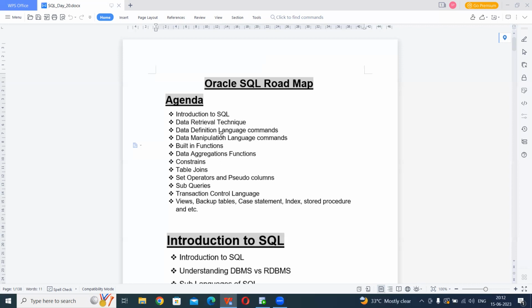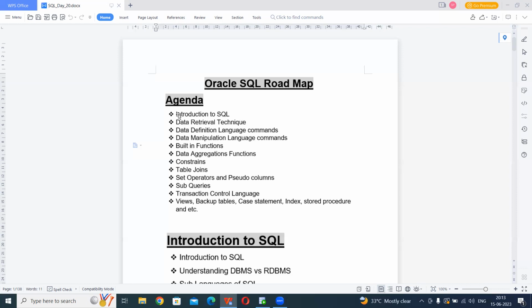We'll go for data retrieval techniques. And then we'll start with data definition language commands. And then we'll move to data manipulation commands. After that, we'll go for built-in functions. Then we'll move to data aggregation functions. Then we'll go for constraints, table joins, set operators and pseudo columns, subqueries, transaction control language, views, backup tables, case statement, index, stored procedure, and etc. These are all the things that I'm going to cover as a part of Oracle SQL.